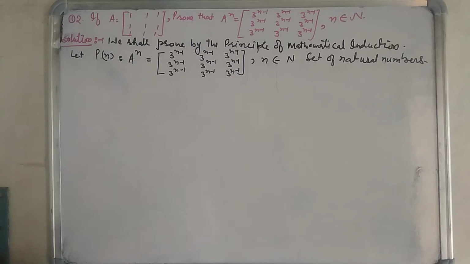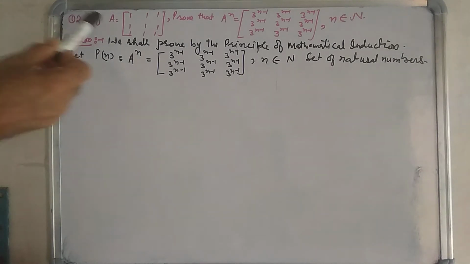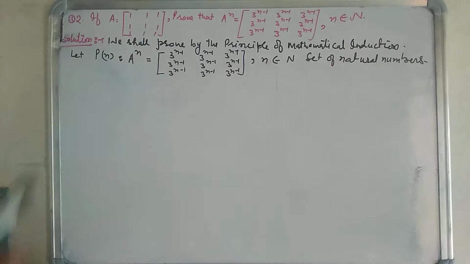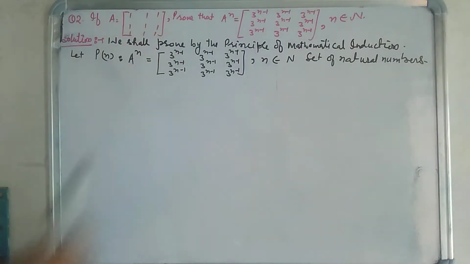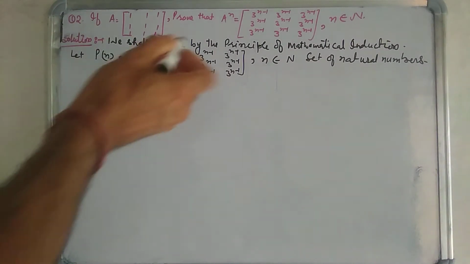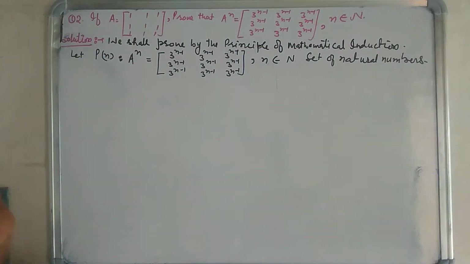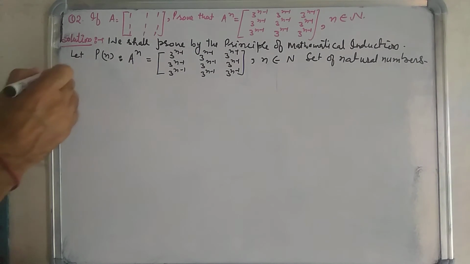Question number 2 is, if A matrix is given and we are to prove this, we shall prove this question by the principle of mathematical induction. Let Pn be the statement this. We write this as it is. So we use the principle of mathematical induction and we prove this in steps.